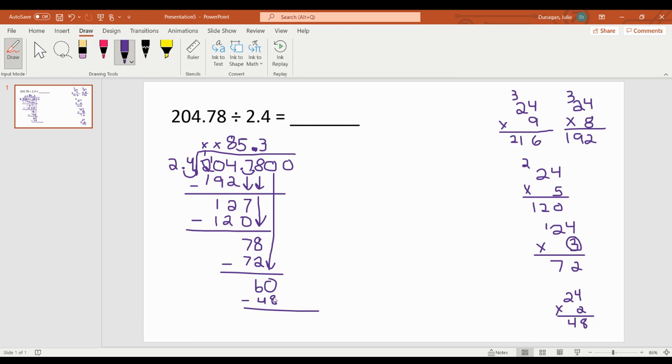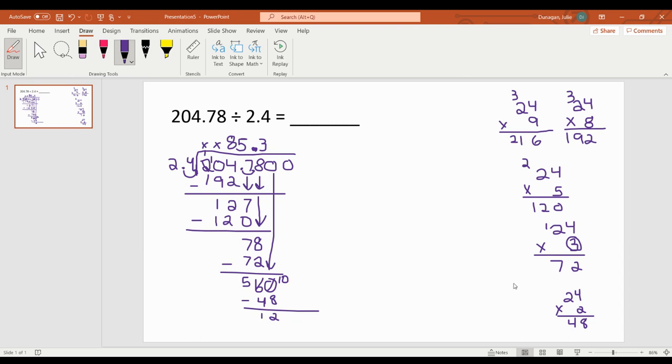Okay, 0 minus 8. I cannot do that, right? There's more on the floor. I need to go next door and get a group of 10 more. So my 6 becomes a 5. Again, I'm bringing 10 over. I'm going to actually cross this out and make a little 10 so you guys can really see it. Okay, 10 minus 8 is 2. 5 minus 4 is 1.